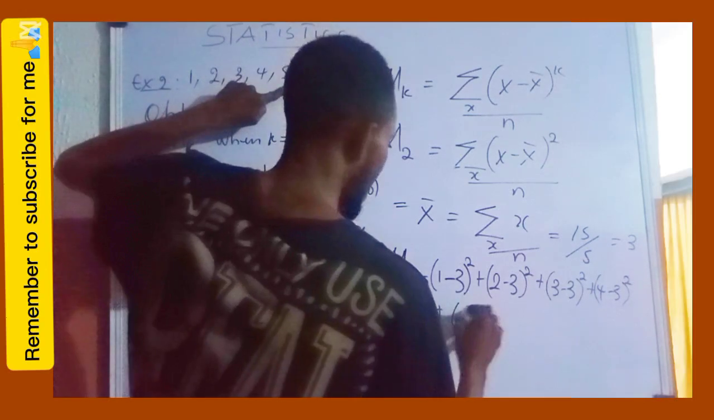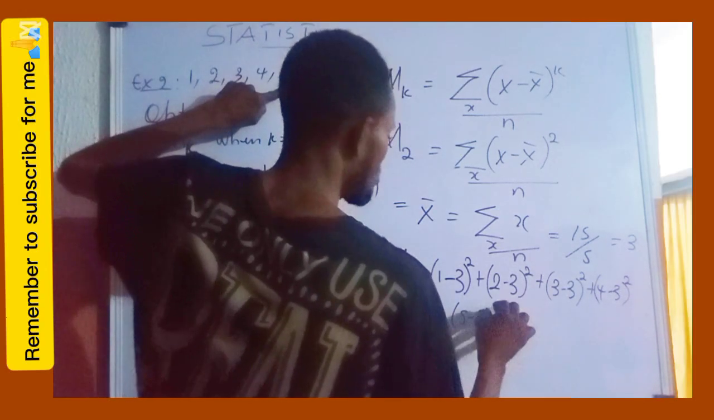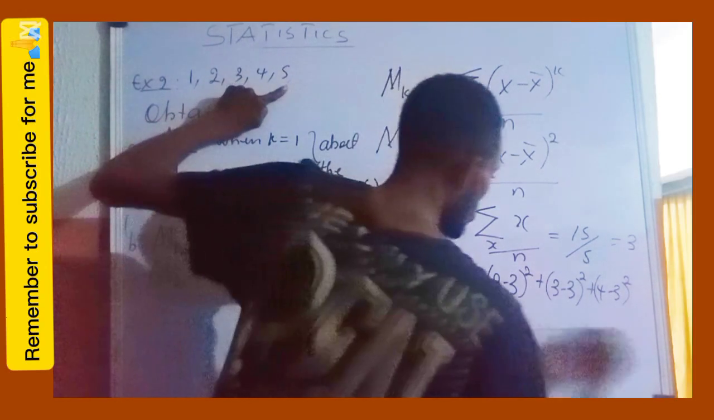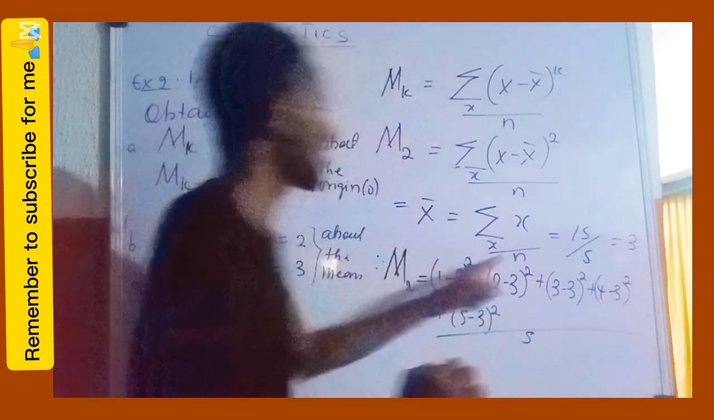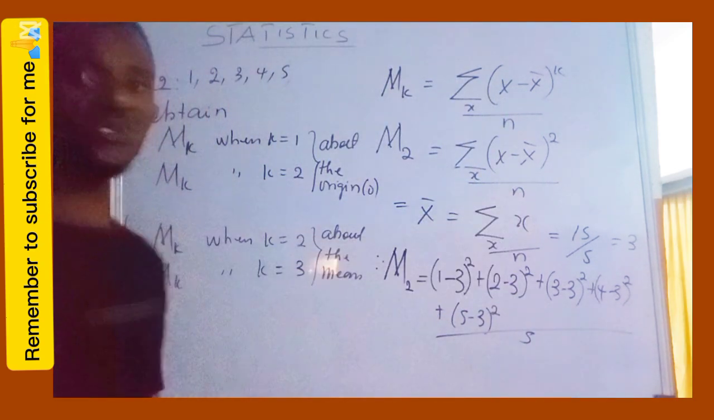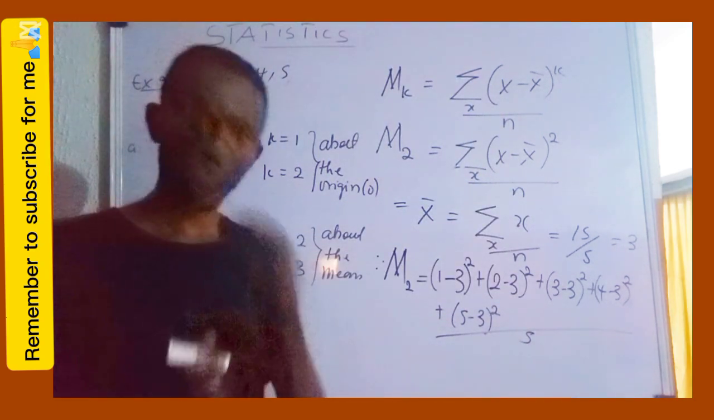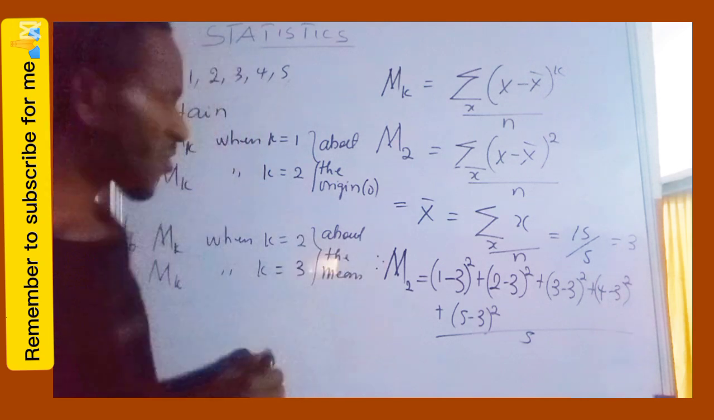you have (5 minus 3) all raised to power 2, all over 5, because the number of the data points is 5. Okay? So we now come here.